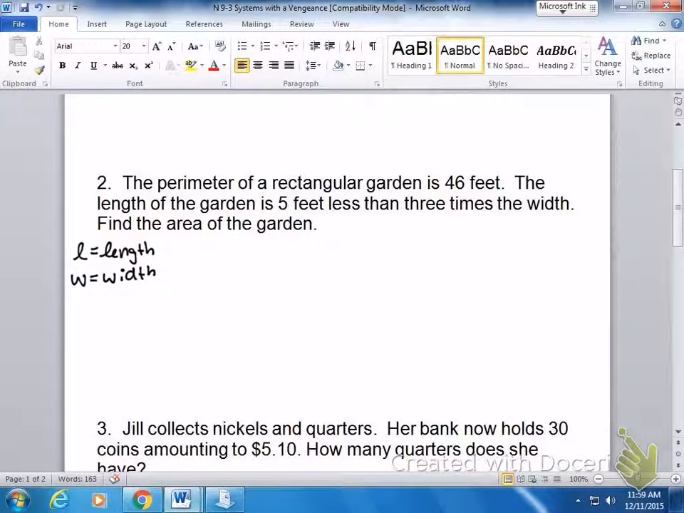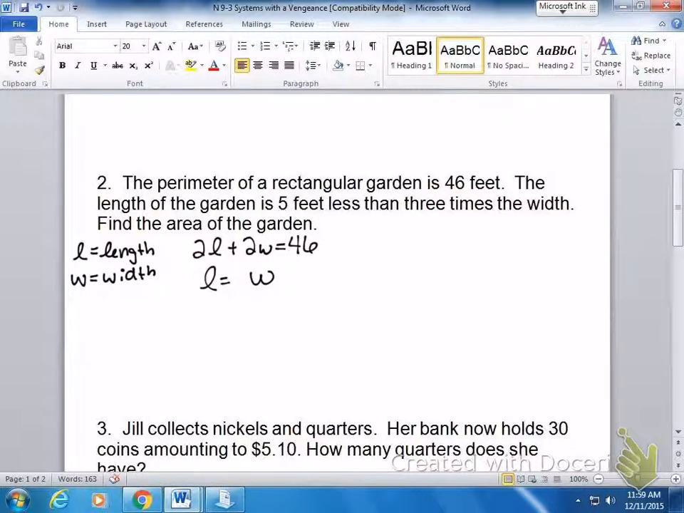Now, we talked yesterday about perimeter of any rectangle. If you have a rectangle, you would add up all the sides to find perimeter. You'd have 2 lengths plus your 2 widths. And it tells us in the question that our perimeter is 46, so equals 46. There's our first equation. Now the next one says the length of the garden is 5 feet less than 3 times the width. That lets me know that the L, or the length, is bigger, so I'm going to say L equals. I'm going to throw a W over there.